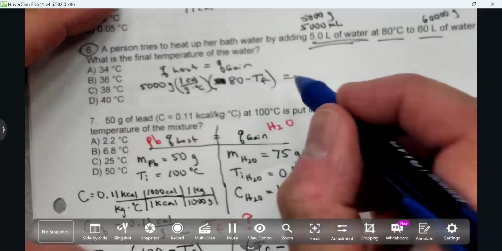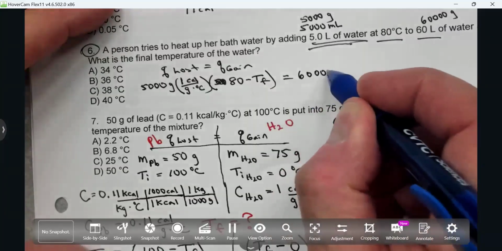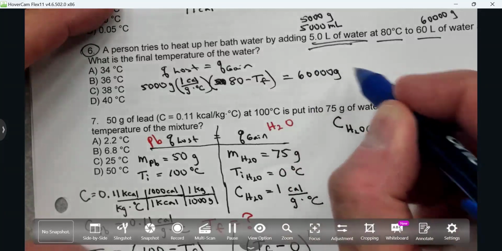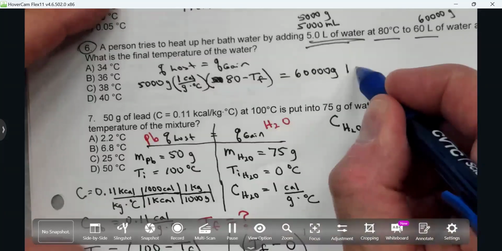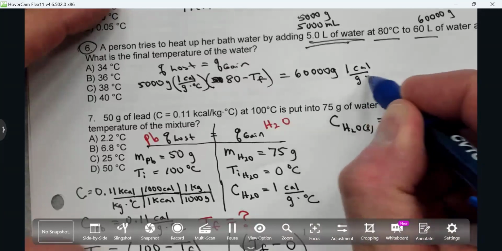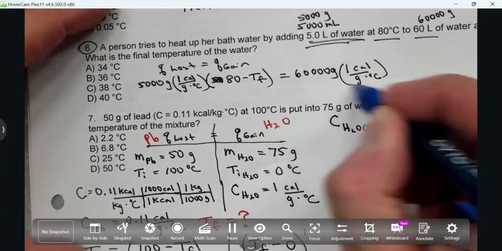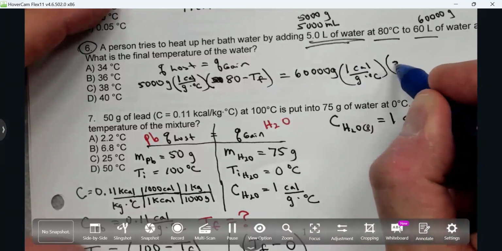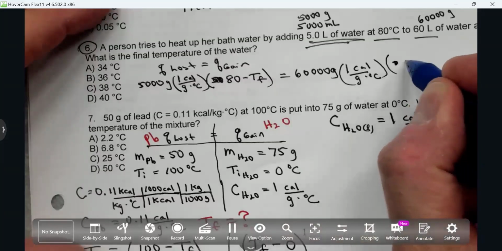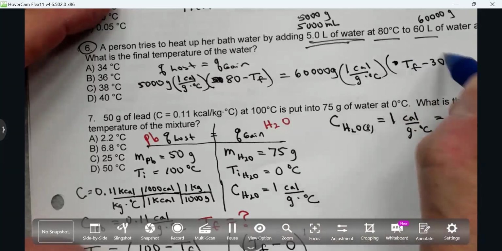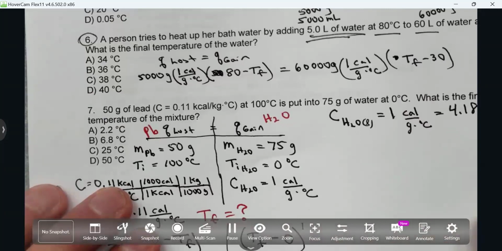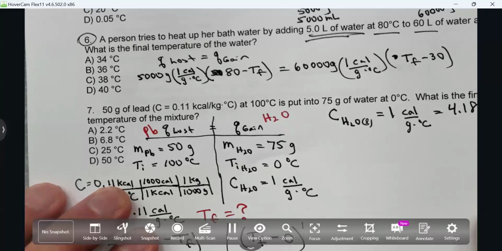And on this side, we're going to have 60,000 grams, and the specific heat, 1 calorie per gram degree Celsius. And that's going to be T final minus 30. I didn't even solve that for T final. But the specific heat cancels out on both sides, all right? So you can solve that for T final. That should go pretty rapidly.